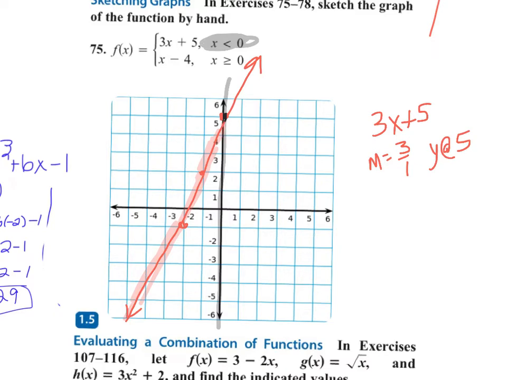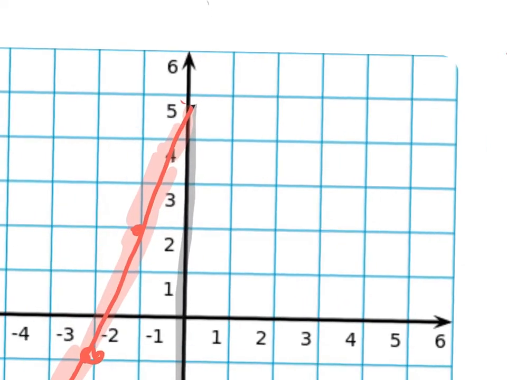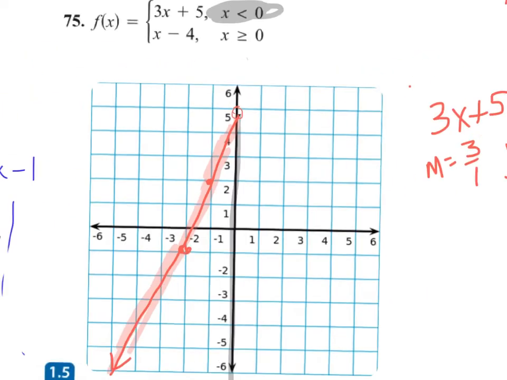Erase it, okay? Another thing you have to make sure of, what kind of a dot should I have at 5? Why is it open? Because it's not equal to. Make sure you're paying attention, please. So it's an open circle.